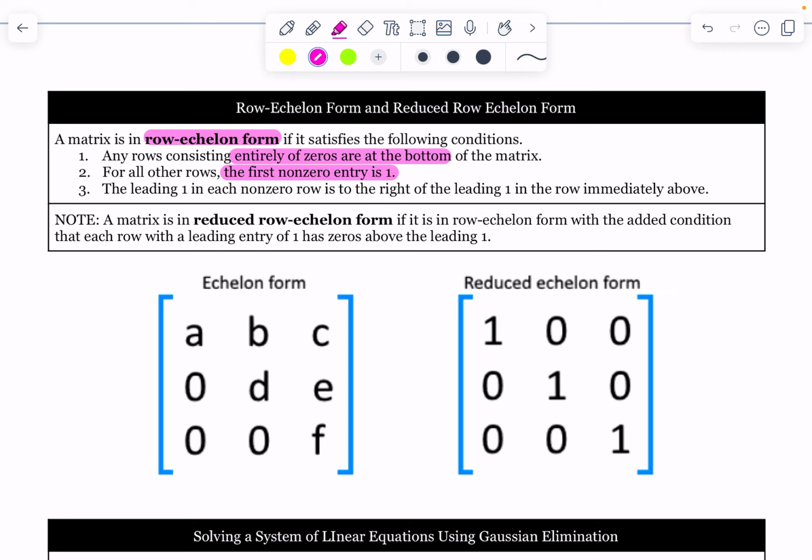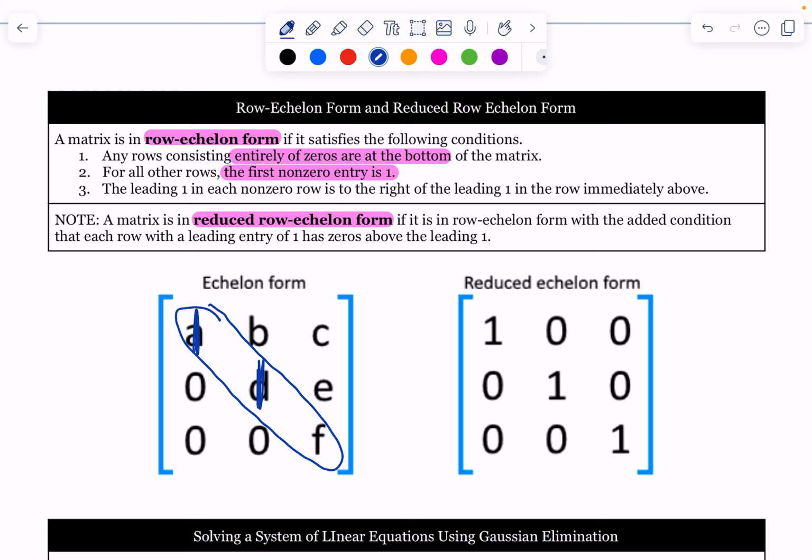And then note a matrix is in reduced row echelon form if it is in row echelon form with the added condition that each row with a leading coefficient has a 0 above the leading 1. Okay, so that's a lot here. Echelon form means that this left corner is all zeros, and this picture is not very good, but these would also be 1s here. 1, 1, and 1. Reduced row echelon form has that same thing, that left corner is all zeros, but this one, the right top corner is also zeros.